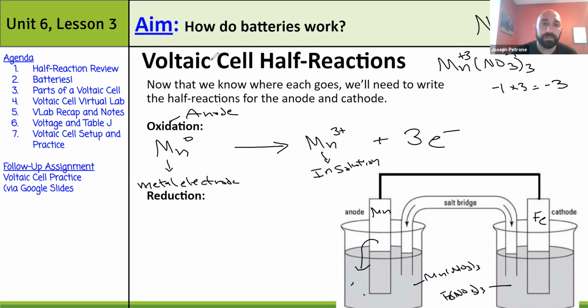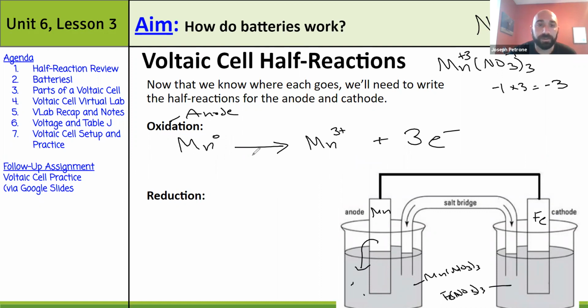So just to clean this up and recap it, we end up with our oxidation half reaction as Mn0 yields Mn3+ plus 3 electrons. The Mn0 comes from the metal electrode, and then the ions are being formed into the solution. So then the metal bar gets less massive and the solution becomes more concentrated. Okay, so that was the oxidation half reaction.